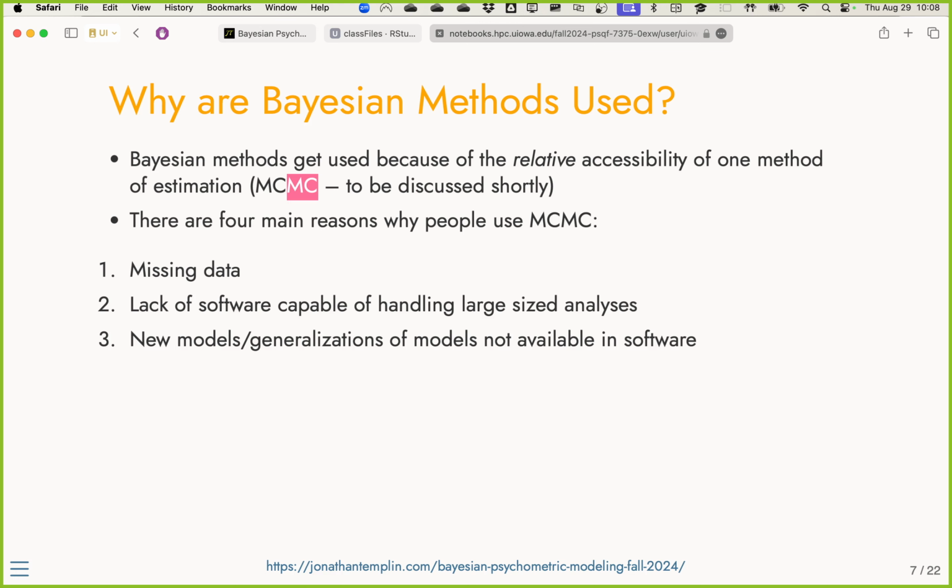But each of you is creative. Each of you is thoughtful. Each of you knows the limitation of certain models. If you want to extend a model or generalize it in a different way, Bayes is your friend. You can easily do that and estimate it.